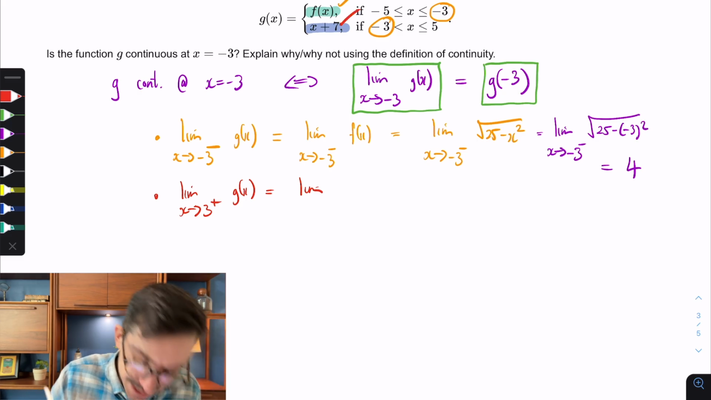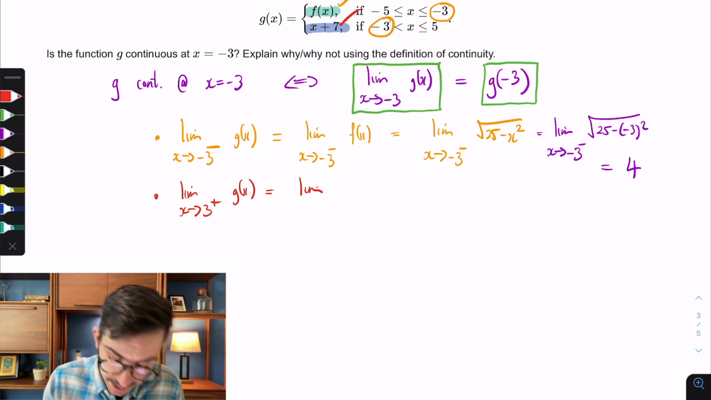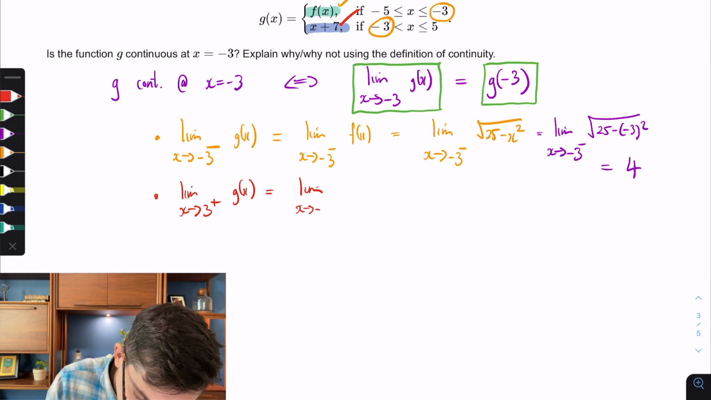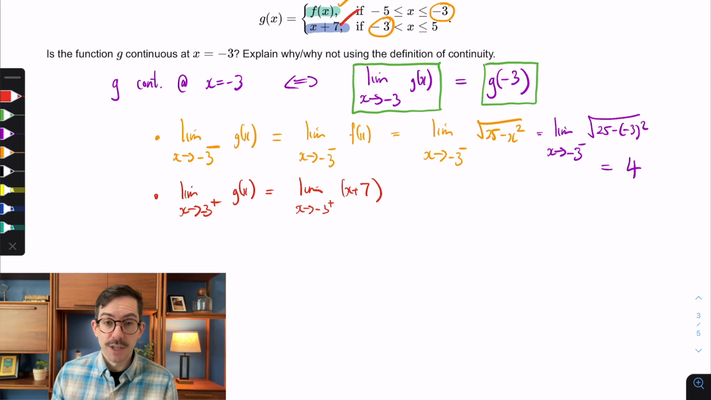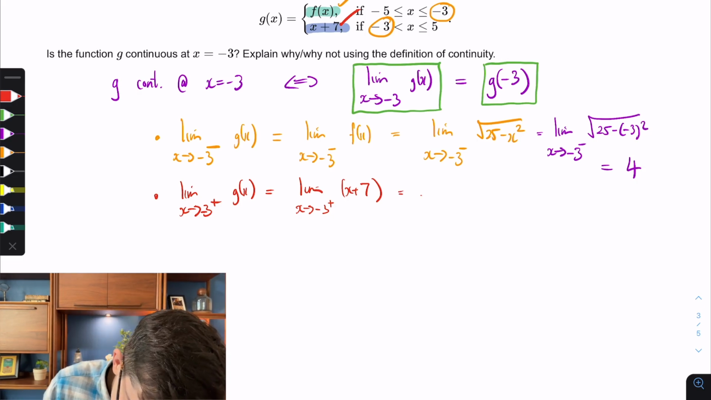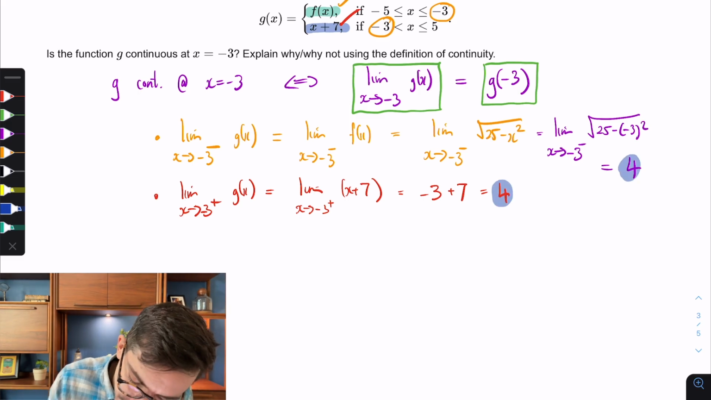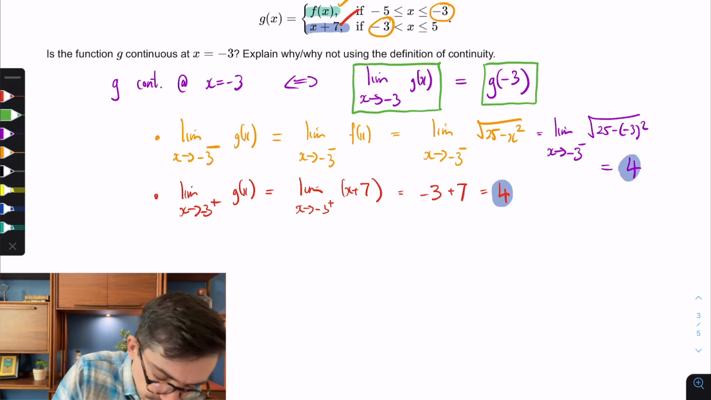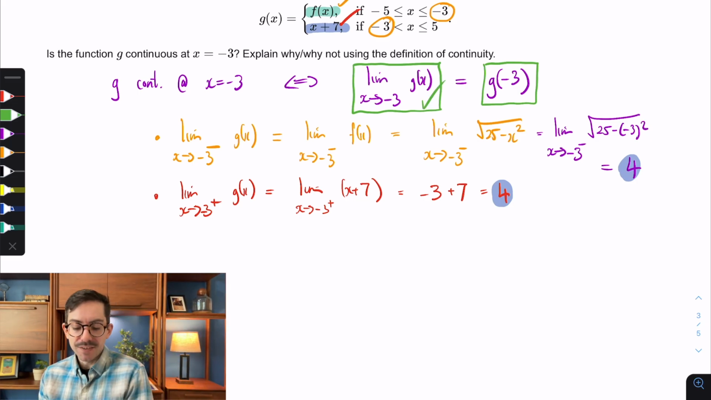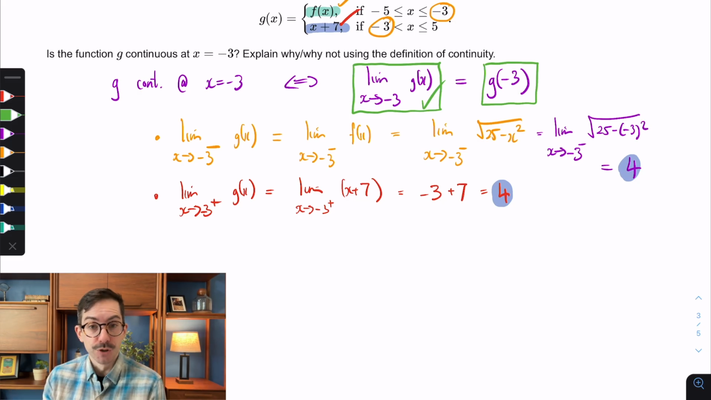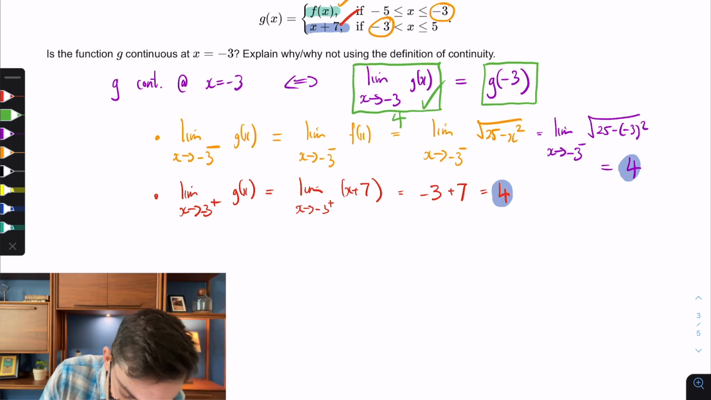Well, at that point, it's the second rule coming into play when x is larger than negative 3. Oops, that was supposed to be a negative. So the rule is x plus 7. Again, that's a nice continuous function, so I can just substitute in negative 3. So this is negative 3 plus 7. That is indeed 4. These two left and right-hand limits agree. So that tells us we're in good shape because that left-hand side of the equation in the definition of continuity not only exists, it equals 4. So this left-hand side is 4.